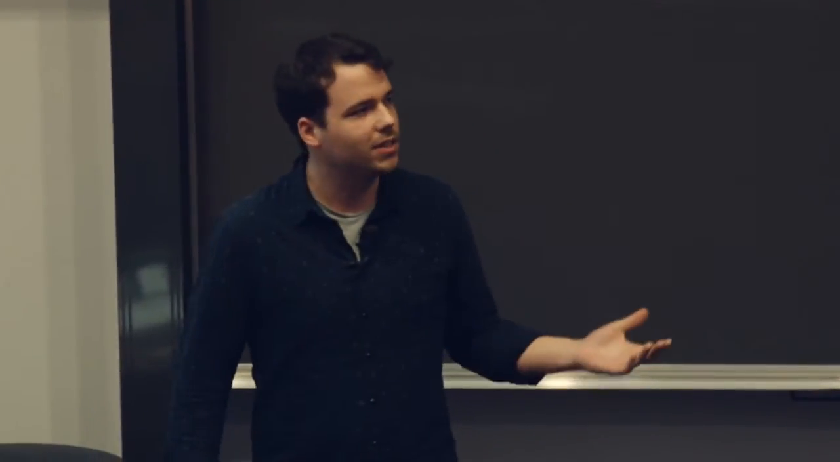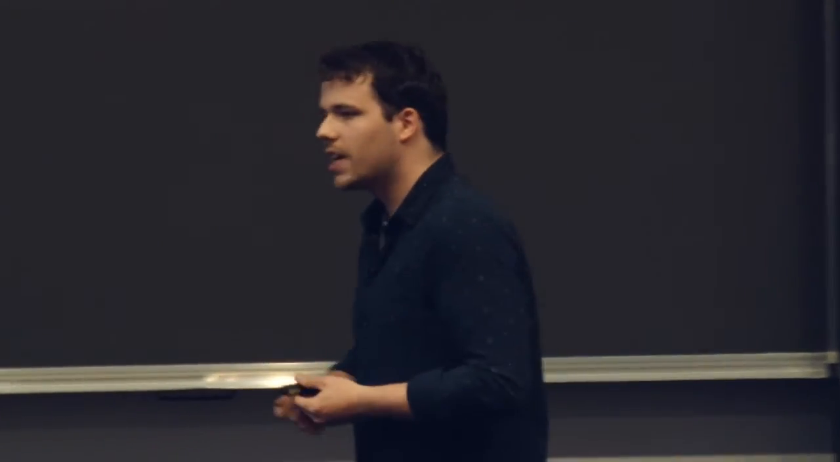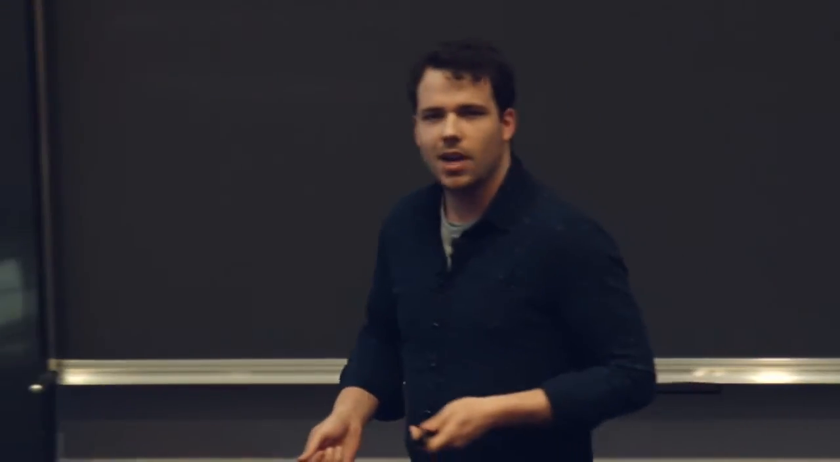So what is fork? Fork is a system call. That's what the 2 behind the name means. You can find the documentation for fork in section 2 of the Unix manual. Now, system calls are the API of your kernel. If you want to talk to the kernel, you have to issue a system call. And fork is just one of them.